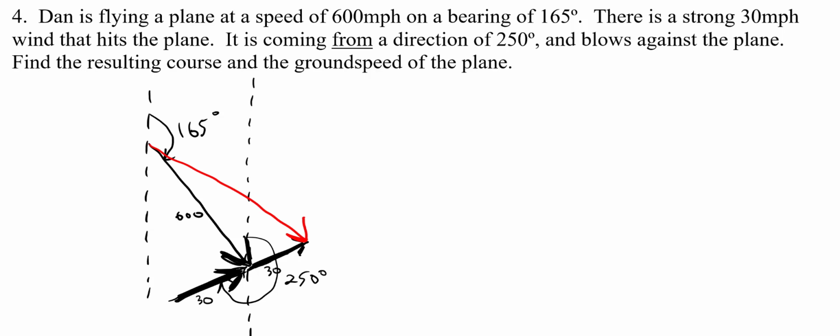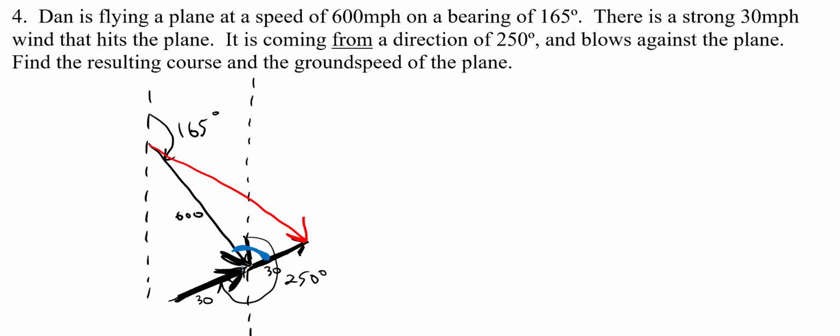Our goal, I know it's a little messy because I made some thick lines here, is to get this angle here. It's always going to be our goal to get that angle. The reason is that I have two sides, and I need the angle between, because once I have that angle, I have side angle side, and I can use law of cosines to find that red vector.